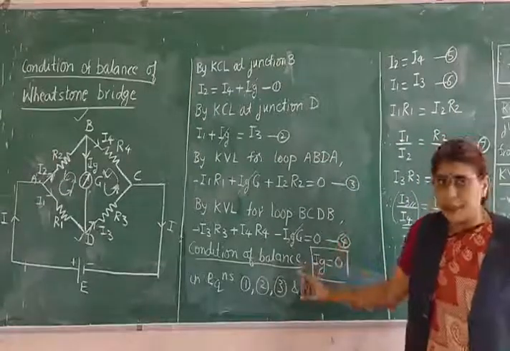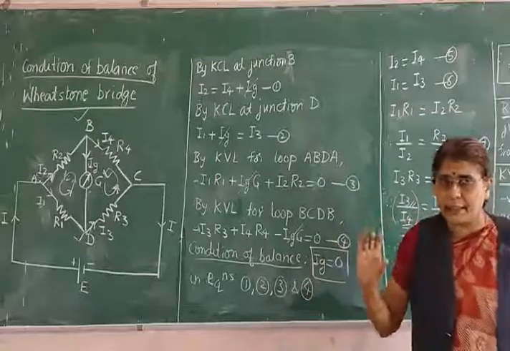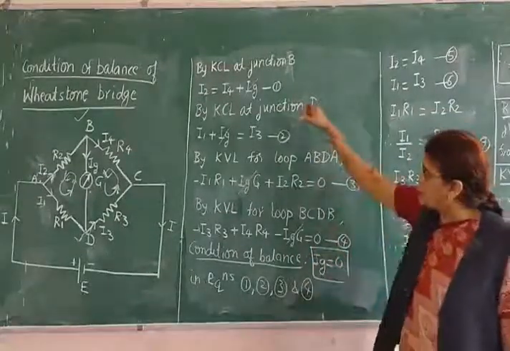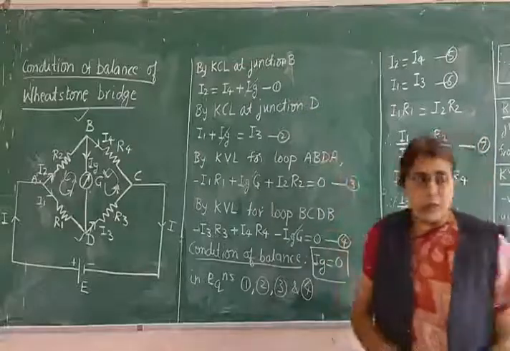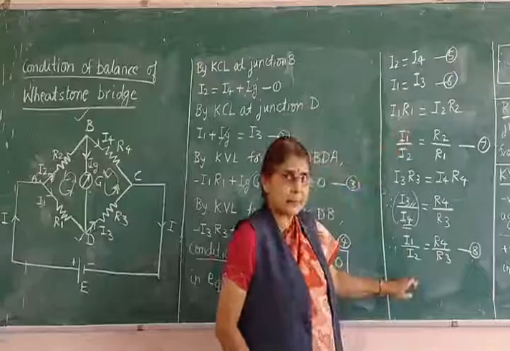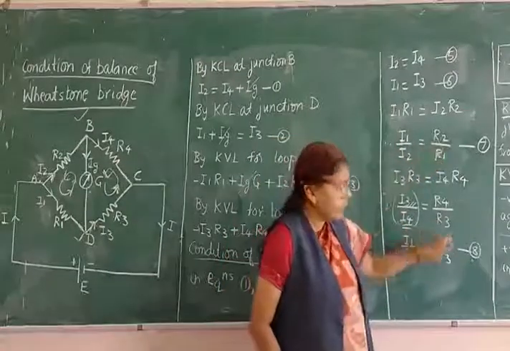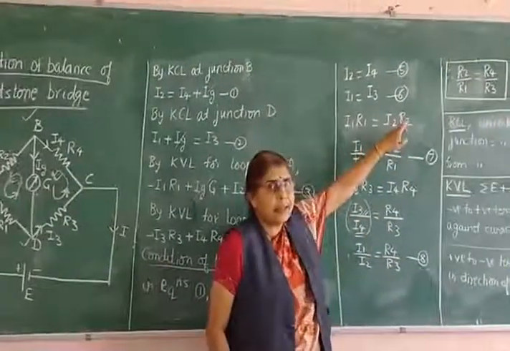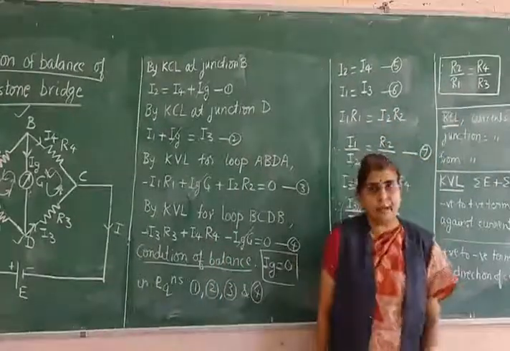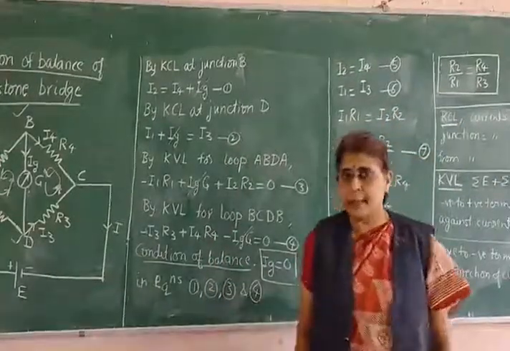Then come to the condition of balance. Very important. What is the condition of balance? Ig is equal to 0. Put Ig equal to 0 in all these four equations. You will then get equations 5, 6, 7 and 8. Then if you equate 7 and 8, you will get the final result. So this is the final result, that is, the condition of balance of Wheatstone's network.